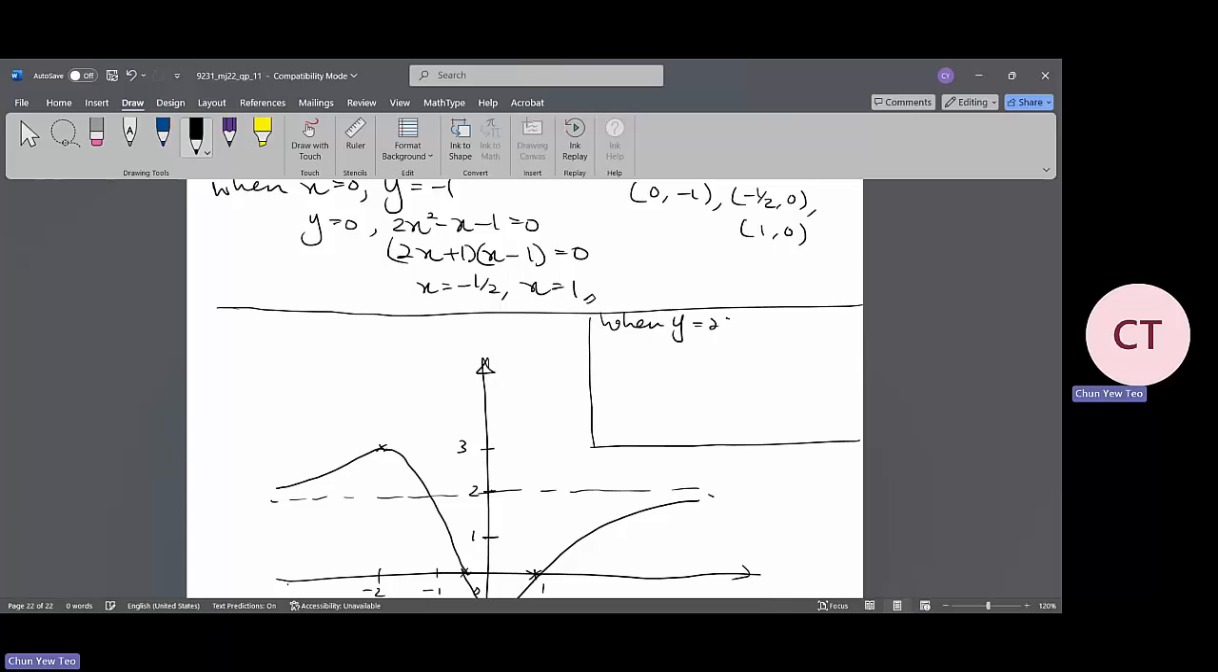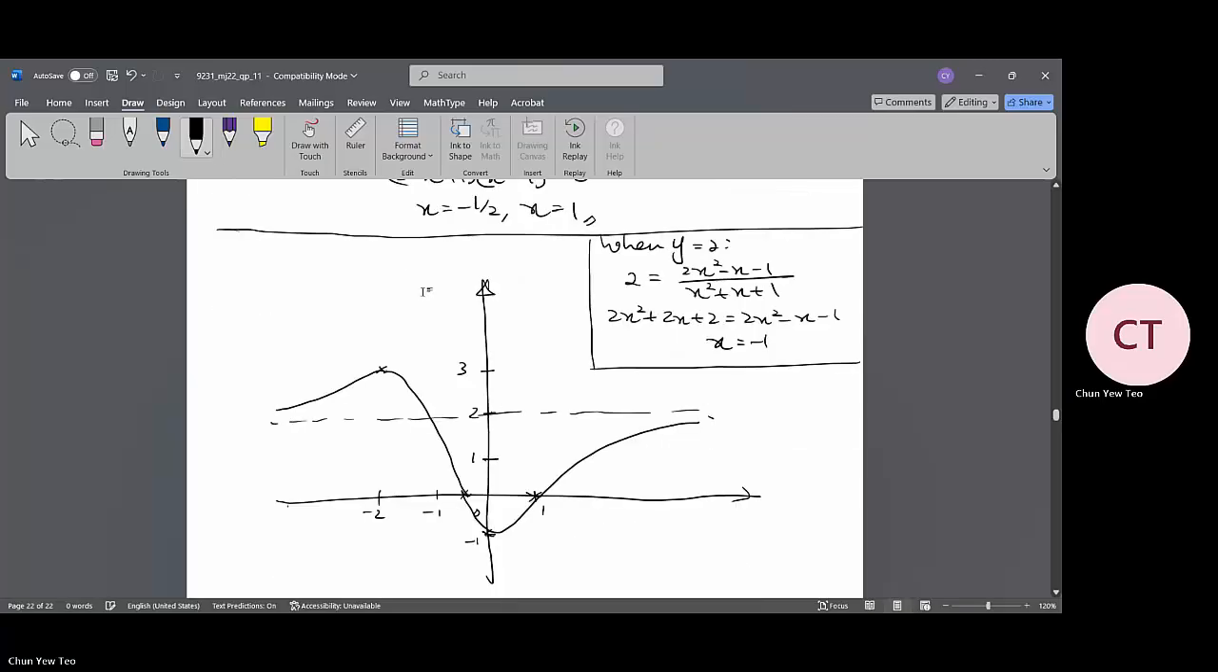When your y is equal to 2, so 2 is equal to 2x squared minus x minus 1 over x squared plus x plus 1. So you get 2x squared plus 4 plus 2x plus 2 is equal to 2x squared minus x minus 1. So right here you will get your x is equal to 1. Hey, no, your x is a negative 1. So that means your intersection point here will be negative 1.